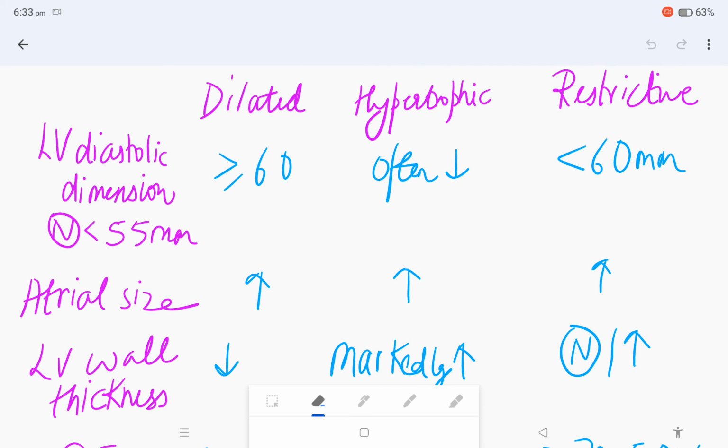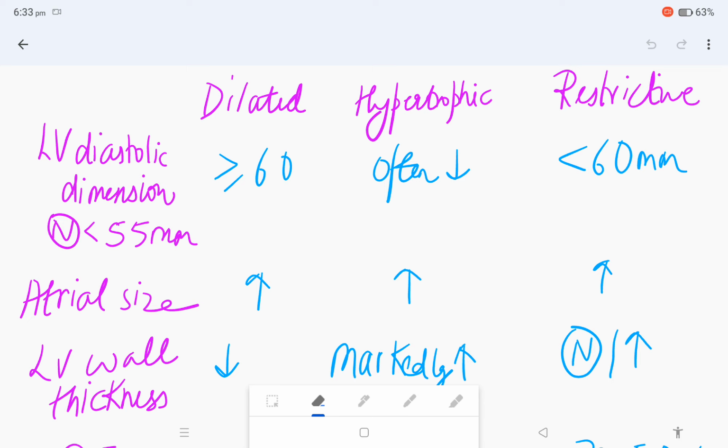Okay, first we will be seeing the LV diastolic dimension, meaning how much is the dimension of the left ventricle. Normally it is less than 55. In the dilated one, the ventricle will be dilated, so the diastolic dimension will be more. Then in the hypertrophic, often decreased, and in the restrictive also it is decreased, less than 60.